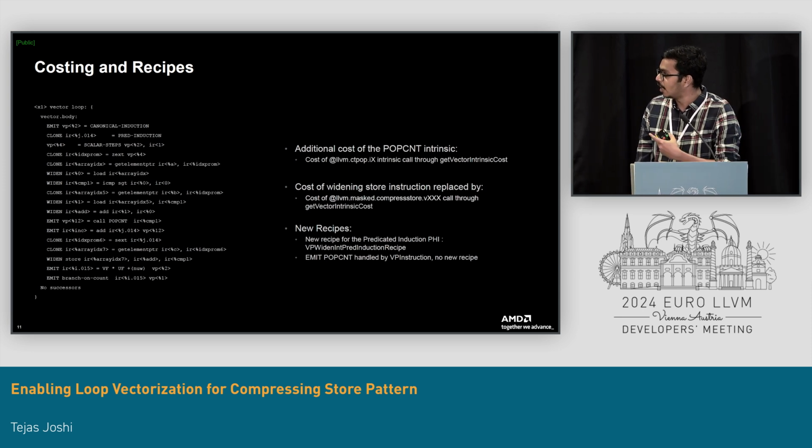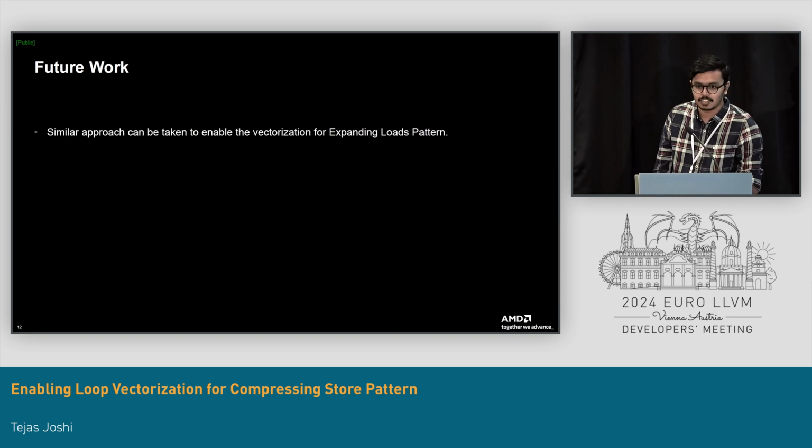Now the costing part. We have an extra instruction, popcount, which will be added into the cost. For the widening store, we use the compress intrinsic's cost. There are no new recipes essentially, just one new recipe which is the same as for the induction variable, and the popcount is just a VP instruction. That's it. Thank you.